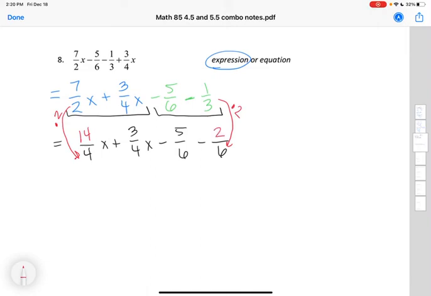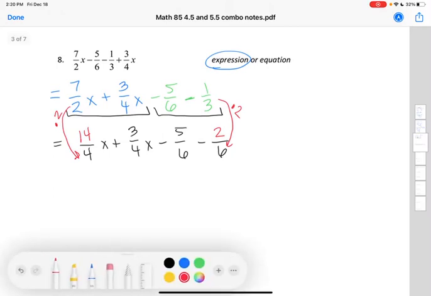Okay, so if you didn't get this far, go ahead and pause it again and give it a try. Come back when you're ready. If you did make it this far, let's go ahead and see how you did once you started combining.